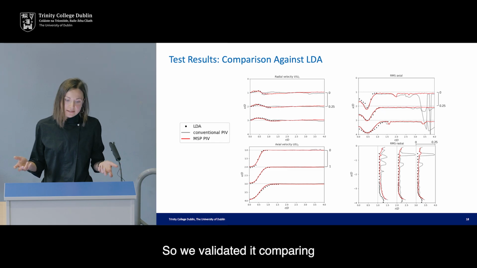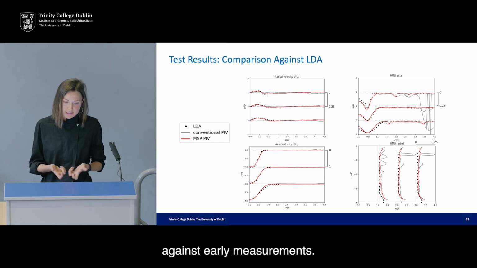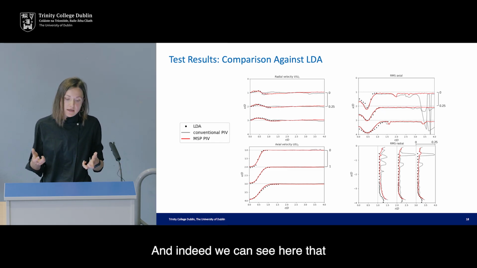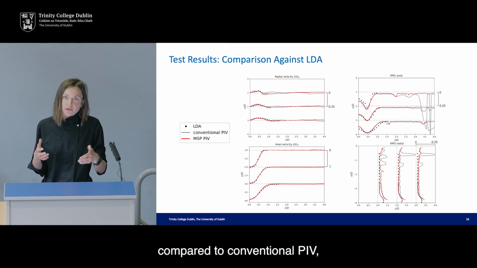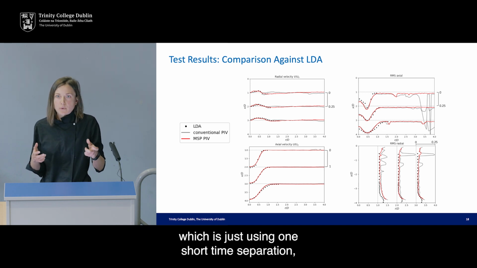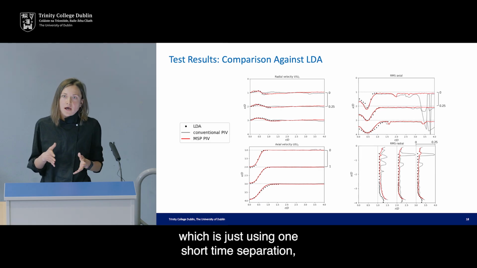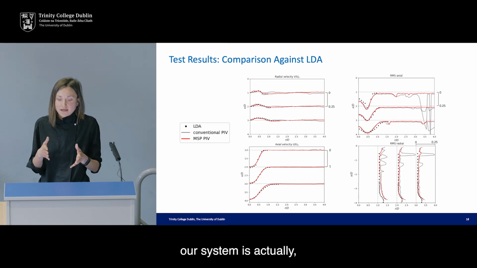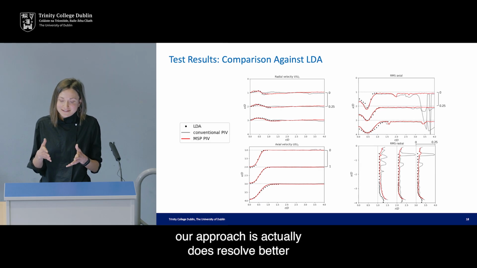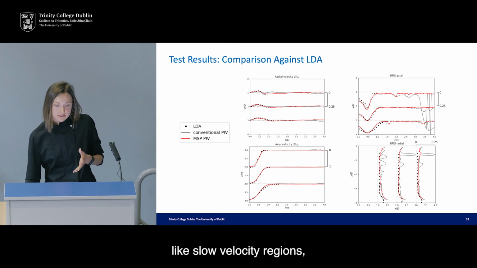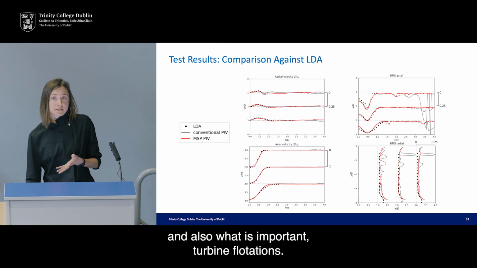So we validated it by comparing against LDA measurements, and indeed, we can see here that compared to conventional PIV, which uses just 1 short time separation, our approach does resolve slow velocity regions better, and also, what is important, turbulent fluctuations.